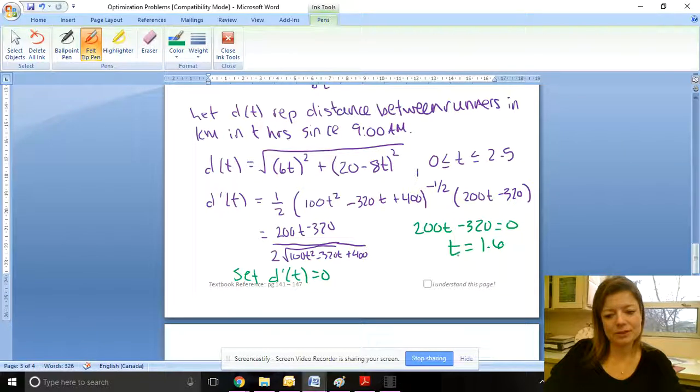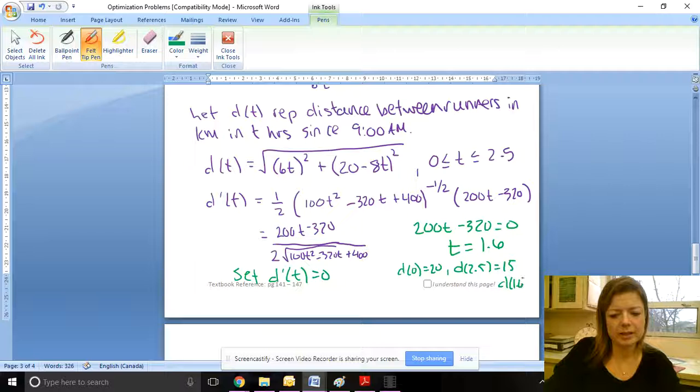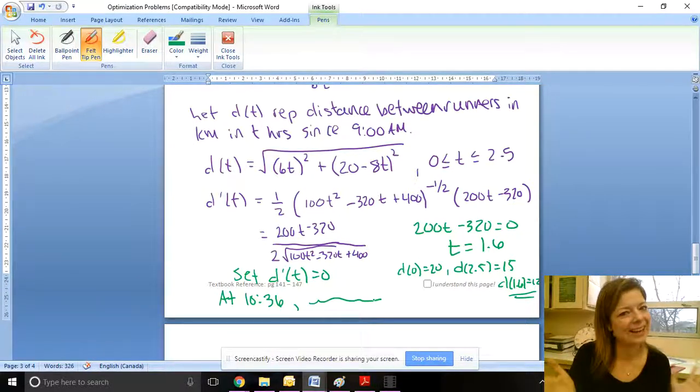If you turn this into time, you'll find that's 1 hour and 36 minutes. First you find d at 0, which is 20, which we talked about, and d at 2.5, which is 15, but then their distance at 1.6 is equal to 12. So the closest they get is 12 kilometers away. So 1.6 in terms of time is 10:36. At 10:36, they are the closest together, which is 12 kilometers apart. Fun! I love that question.